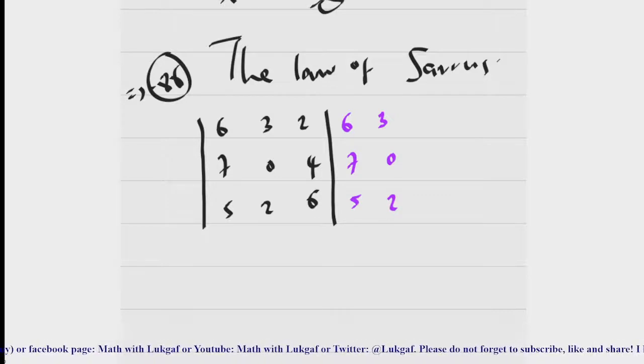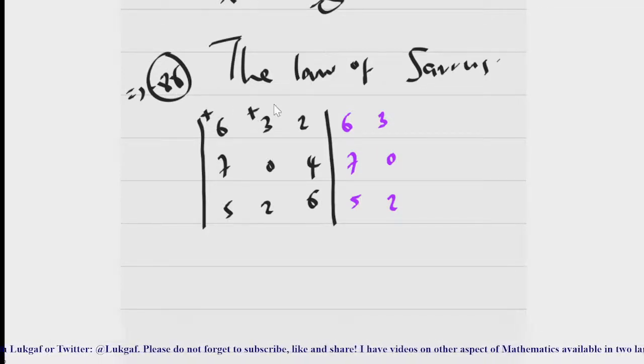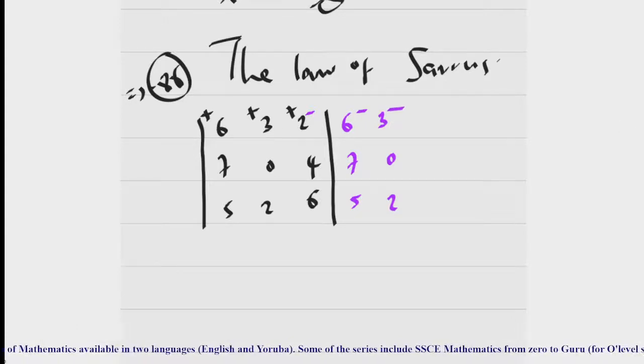Then you come here and you put plus here. Plus, plus, plus. So the first three elements at the top, you put plus on top of them. And the last three elements, you put negative on top of them. Minus, minus, minus. I hope you understand now.